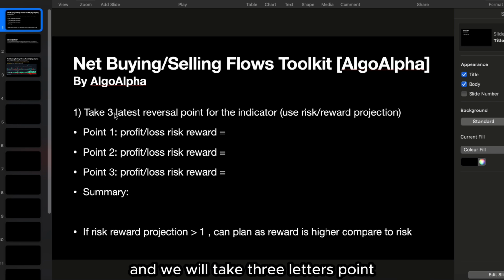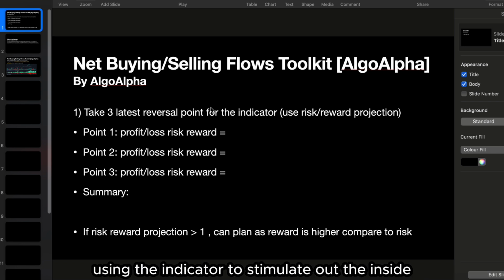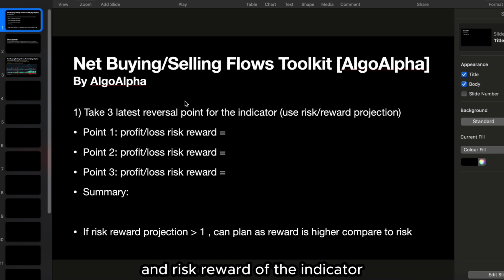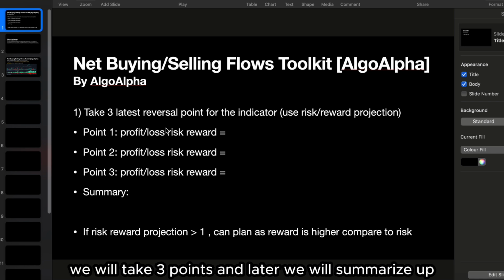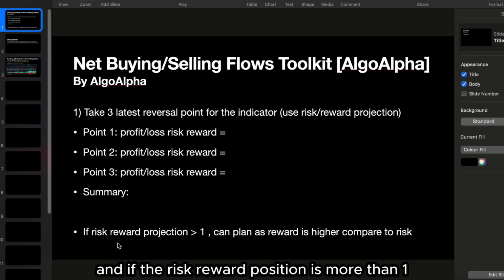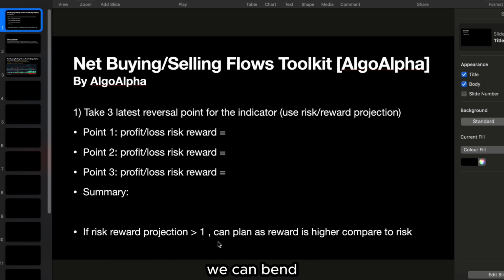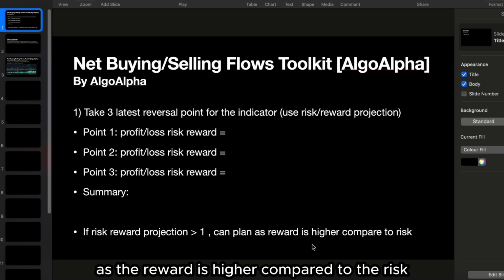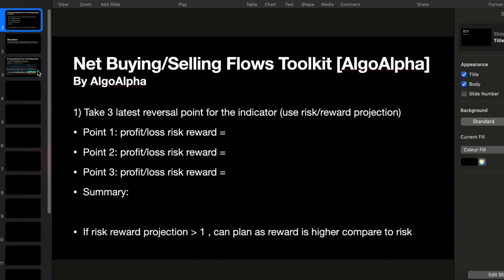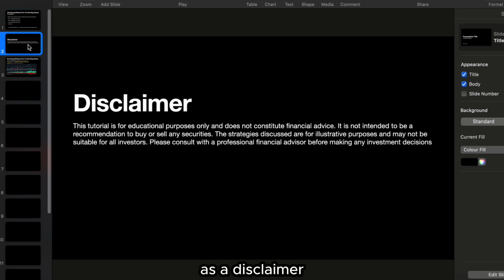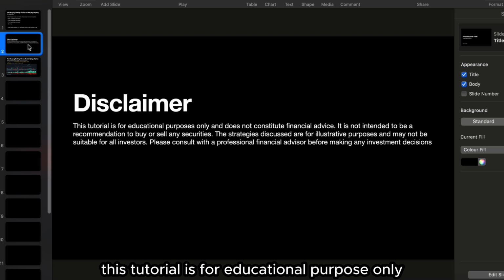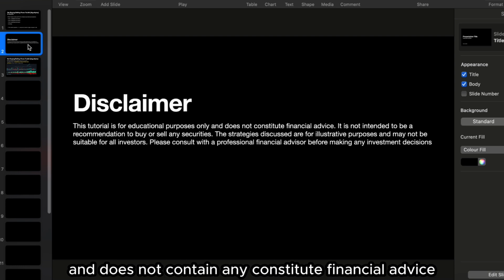And we will take 3 latest points using the indicator to simulate the insight and the risk reward of the indicator. We will take 3 points and later we will summarize, and if the risk reward projection is more than 1, we can plan as the reward is higher compared to the risk. As a disclaimer, this tutorial is for educational purposes only and does not constitute financial advice.